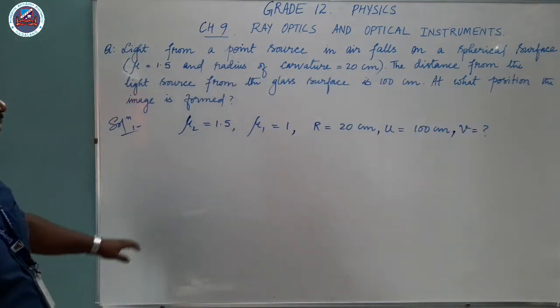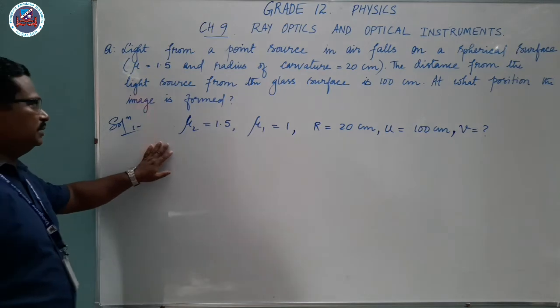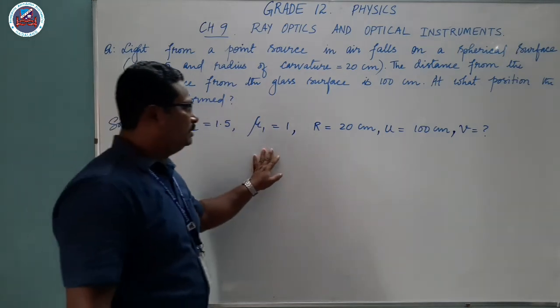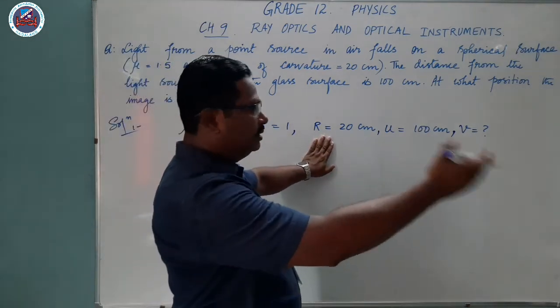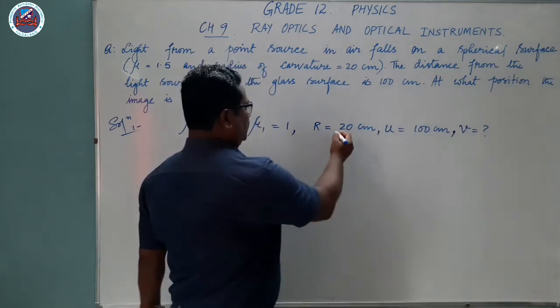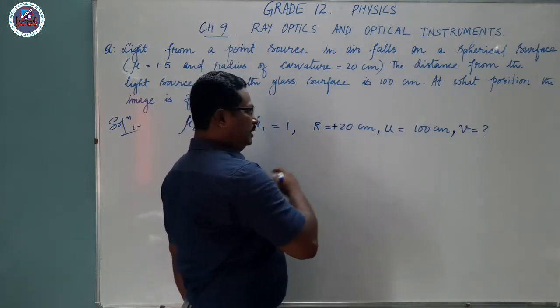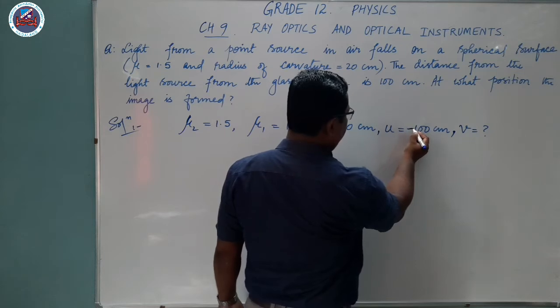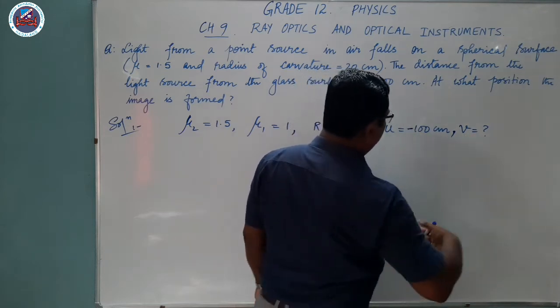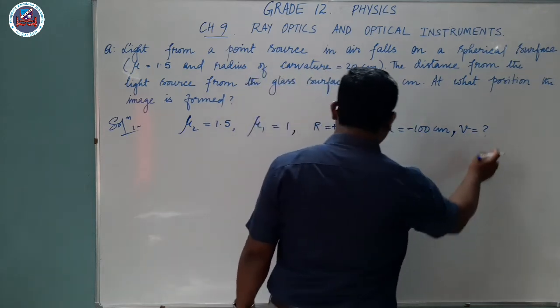So first of all, before doing, you use the sign convention. For refractive index, no sign convention. For radius of curvature, it is given on the right hand side, so it is positive. It is plus. Object we always keep on the left hand side, so it is negative. And image will be formed on the right hand side. We know the answer should be positive.